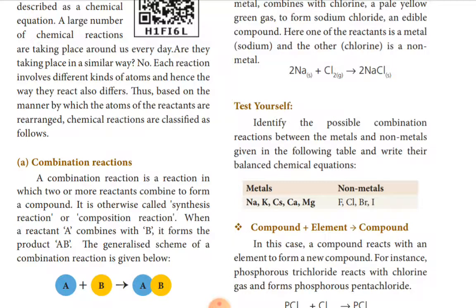First one, combination. This is a simple type of reaction. Combination means two or more reactants combine to form one product, or simply you have to understand two reactants combine to form one product, also called synthesis reaction or composition reaction. That is simply A plus B gives AB. A is one reactant, B is one reactant. These two simply combine to give a product.